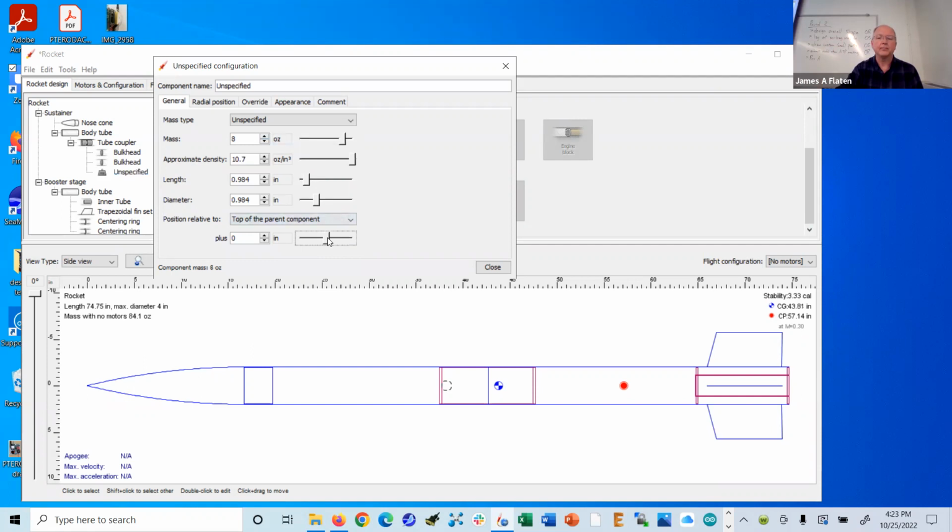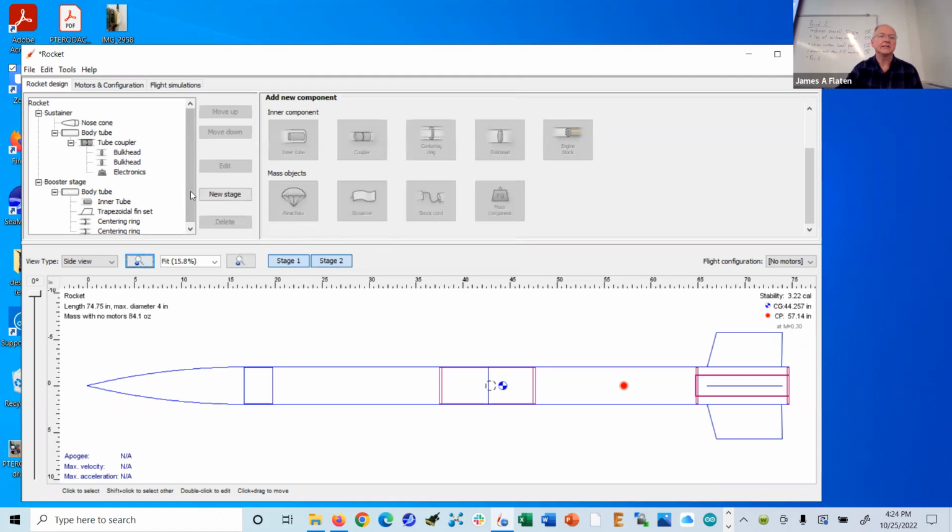Now I just have to maybe put it in the middle. But notice I'm drawing it from the top of it, moving it from the top of it to the middle of the Av bay. 8 ounces, more or less centered on the Av bay. That's appropriate. And I'm going to call this component name electronics, just so it looks more reasonable in my list of things. What am I missing? Talk to me.